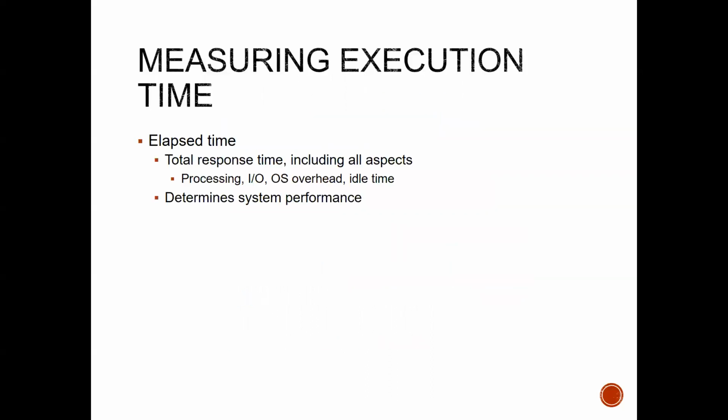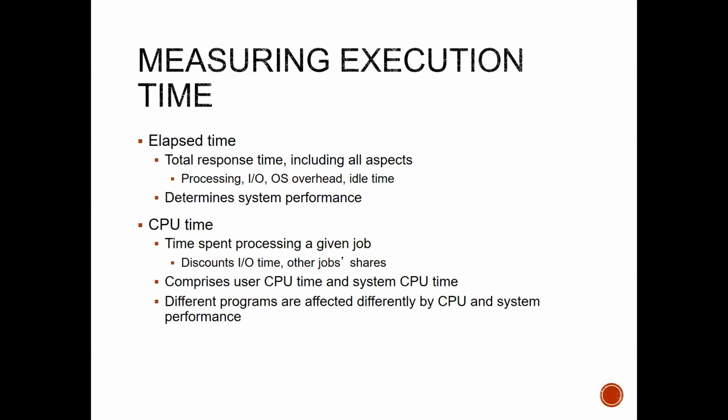Measuring execution time. Elapsed time is the total response time, including all aspects: processing, input, output, operating system overhead, and idle time. It determines system performance. CPU time is the time spent processing a given job, discounting input-output time or other jobs' share. It comprises user CPU time and system CPU time. Different programs are affected differently by CPU and system performance.